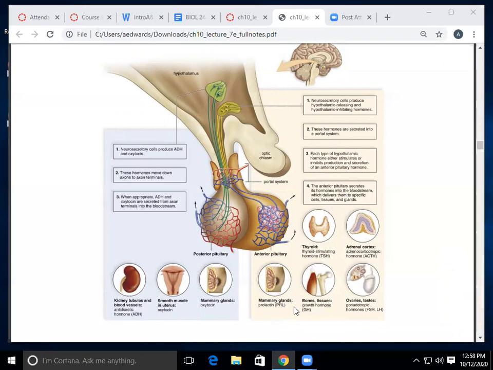All right. Prolactin goes to the mammary glands. Growth hormone affects the bones and tissues, like muscle. And ovaries and testes are affected by the gonadotropic hormones, FSH and LH, follicle stimulating hormone, and luteinizing hormone. Okay.